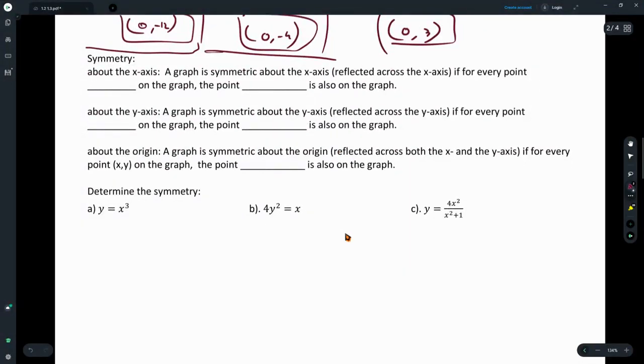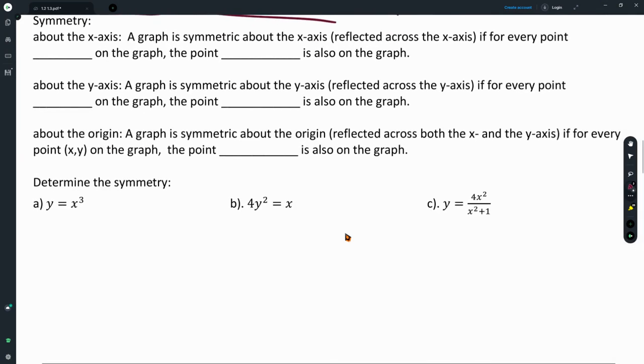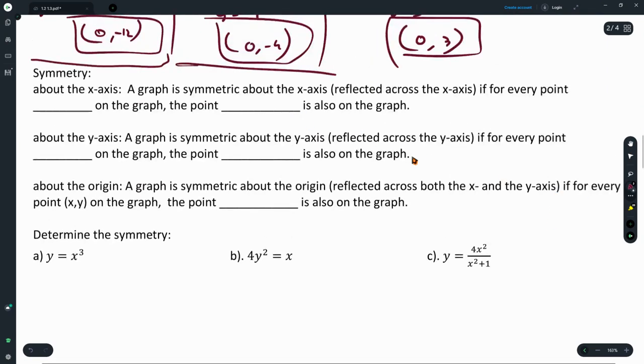All right, symmetry. A graph can be symmetric mostly in three different ways, right? The first one would be it would be symmetric about the x-axis.